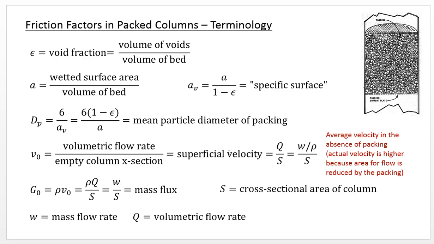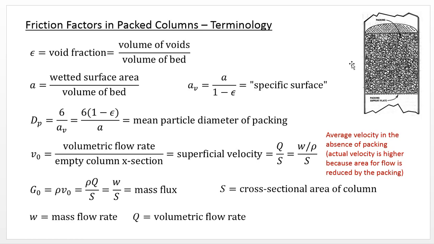Physically, what is a superficial velocity? Well, it will be the average velocity of the fluid in the absence of packing. So if you have a given flow rate through this tube and the tube were empty, you could figure out what the average velocity is, and that's what's known as a superficial velocity. Because in reality, with this packing here, the actual velocity of the fluid is considerably higher than the superficial velocity because the area for flow is reduced by the packing. The fluid has to move through these tiny crevices, the tiny spaces between the packing material, and so the area for flow is much smaller than the total cross-sectional area of the tube. The average velocity is much higher than the superficial velocity.